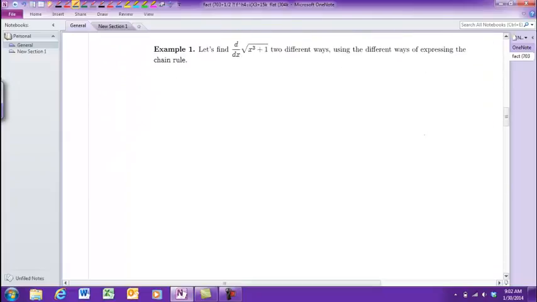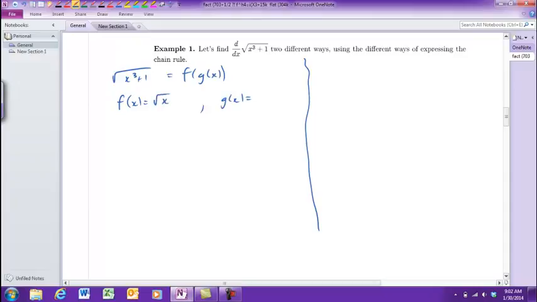So let's do example 1, and I'm going to do it 2 different ways using Newton's notation and Leibniz's notation. So first let's do it the way we did the one up there. We want to write square root of x cubed plus 1 as f of g of x. So the way we're going to do that is we'll say f of x is equal to square root of x, and g of x is equal to x cubed plus 1.